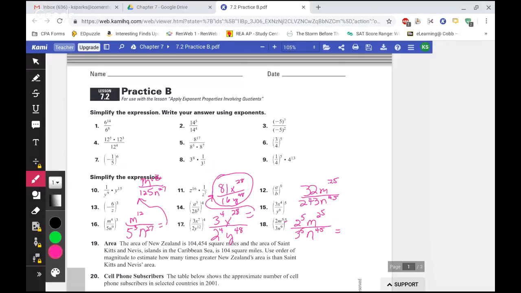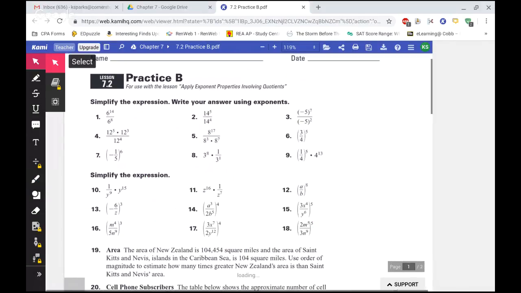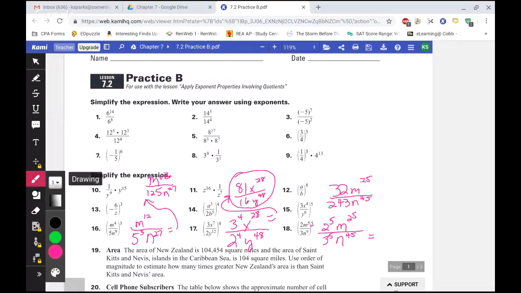Grayson, you asked about number 7, correct? Okay. Number 7, what you want to look at is we've got a negative inside the parentheses. So is my exponent even or odd? For number 7, it's even. Okay, so with a negative number and an even exponent, I know my end result is going to be positive. If it were odd, it would be negative.